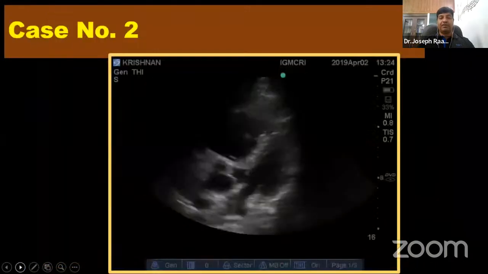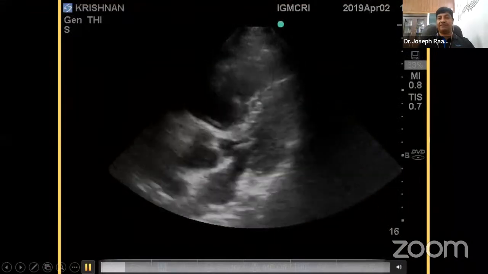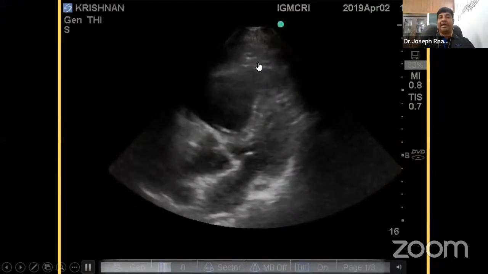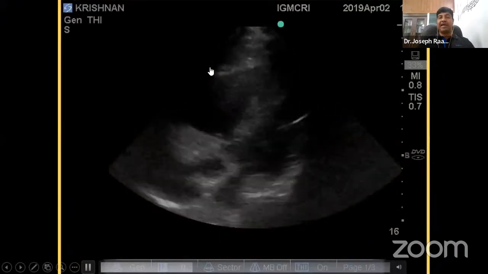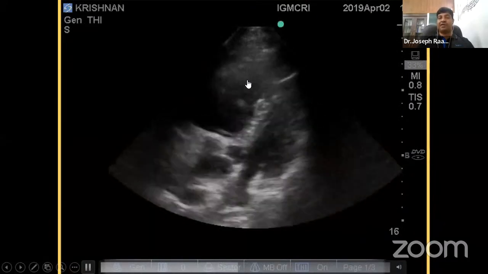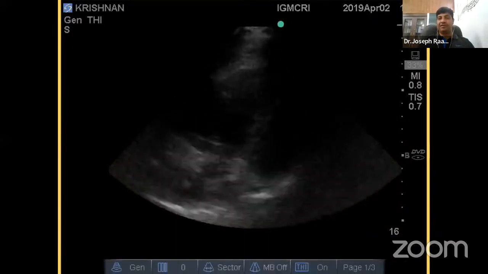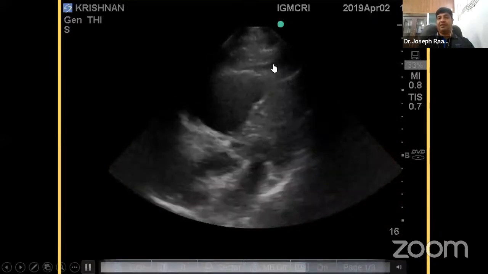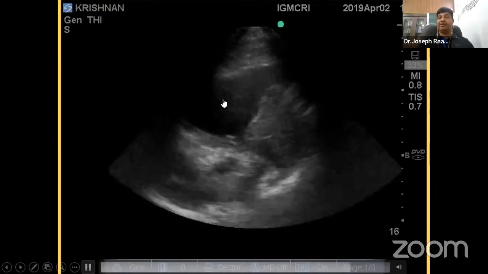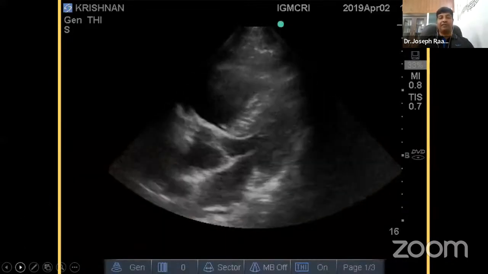Okay. So now, if you see this, there is something called McConnell sign. Have you read about it? Where your right ventricular apex is hyperdynamic, and your mid and basal segments will be hypokinetic. This is the McConnell sign, which is specific for pulmonary embolism. So when you have a patient like this, and the patient is hemodynamically unstable, you can be very sure that this hemodynamic instability is because of the pulmonary embolism.